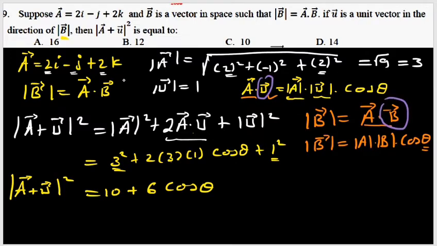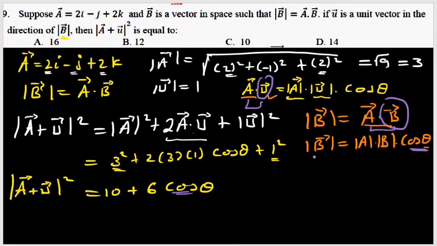If two vectors are in the same direction, let's say B here and U also here, since U is a unit vector, and there is another vector A, the angle between A and U will be the same as the angle between A and B, since the two are parallel, in the same direction, because the question says U is a unit vector in the direction of B. Therefore the angle between A and U is the same as the angle between A and B. So this cos theta and this cos theta are the same.